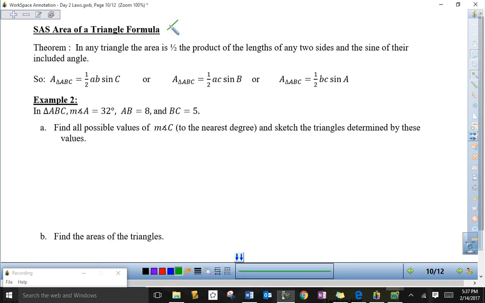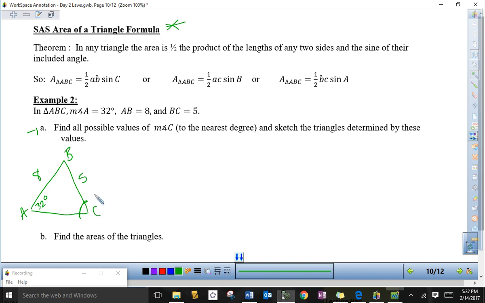We're going to come back to talking about this area, but I want to focus here on part A. We've got another triangle, ABC, and we're told the measure of angle A is 32 degrees. I'm just going to start sketching this. And then AB is 8, and BC is 5. We want to find all the possible values of the measure of this angle. This is the tricky part where there might be more than one answer. That's why it says all possible values, because when you solve for an angle, there might be more than one.